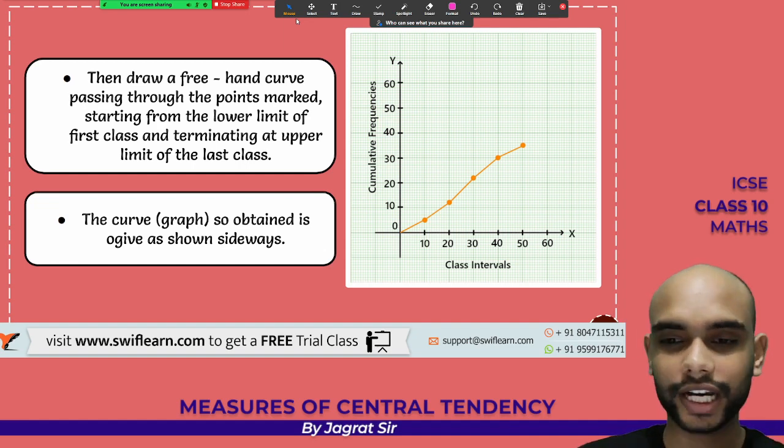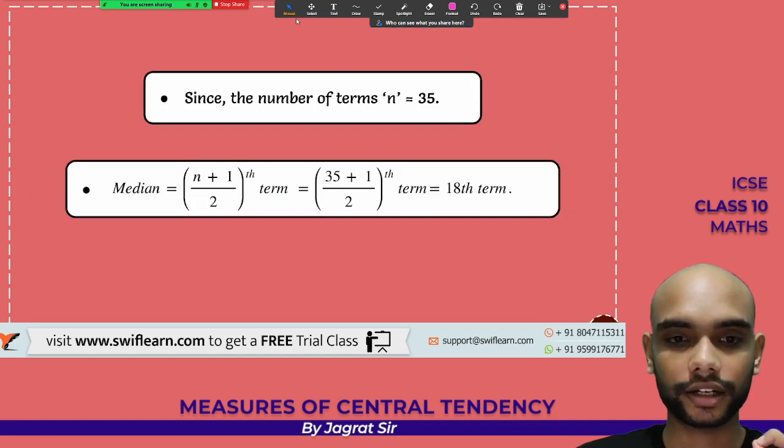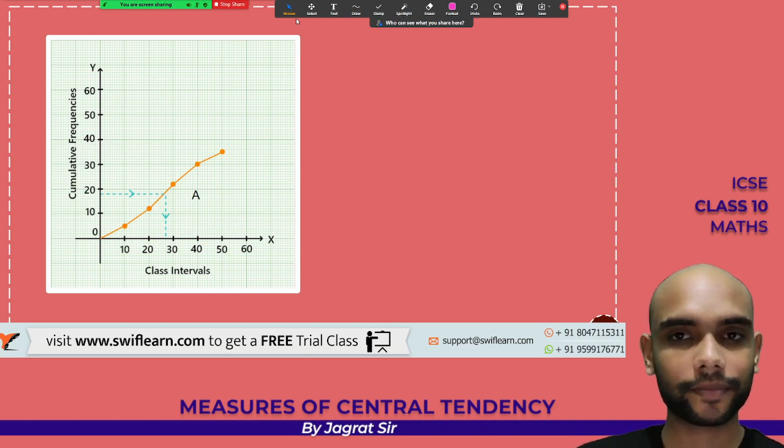It won't be a straight line. With freehand only you can join all the points. Okay, now what to do? Now it's the important part. Since the number of terms is 35, so 35 plus 1 upon 2, that will be 36. 36 divided by 2 will be 18.